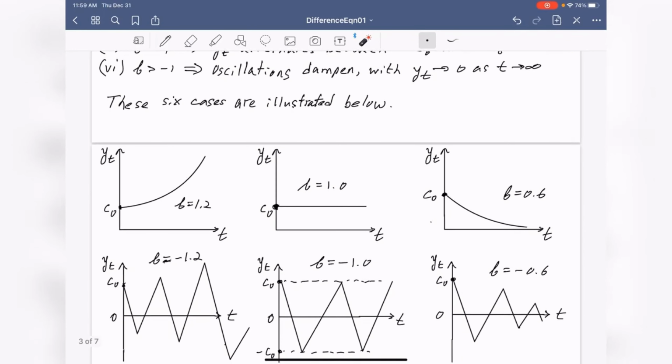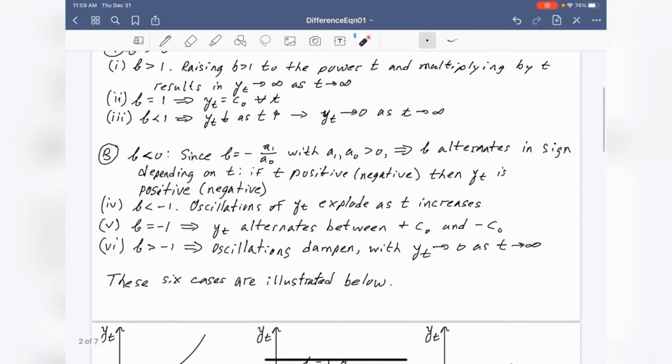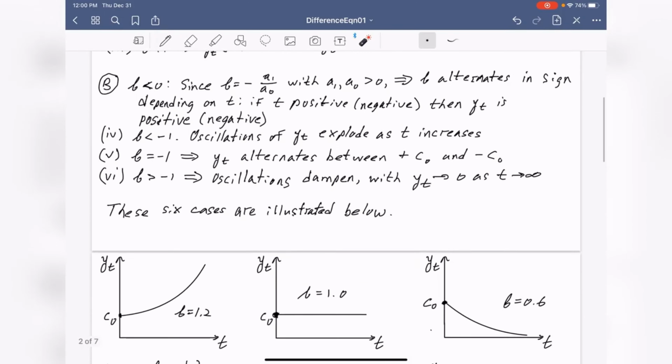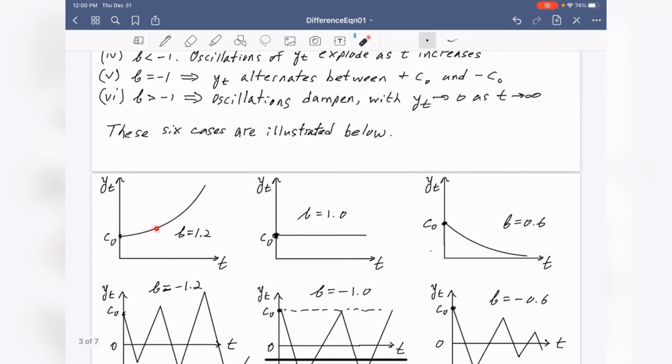So here we have y_t on the vertical axis, t on the horizontal axis. We pick a point c0, c0 being greater than 0, and assuming that b is equal to 1.2, we plug that back into this general solution, and we find that y_t is increasing with time. If b is equal to 1, y_t is equal to c0 throughout any period in time, and it becomes a straight line.